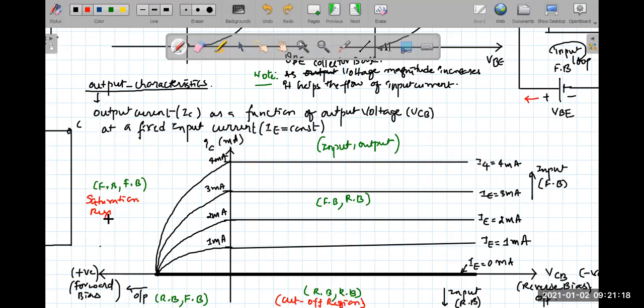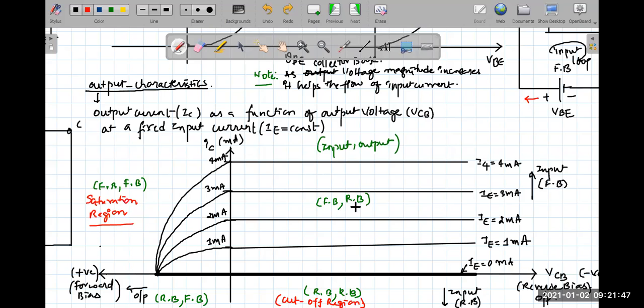Here I do not agree with the naming, because the region in which the current is getting saturated was supposed to be called the saturation region, as per proper terminology. But in fact, they have called this other one the saturation region.